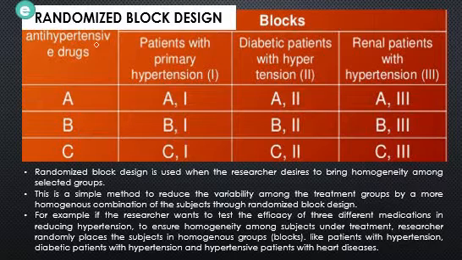In this example, the researcher wants to examine the effect of 3 different antihypertensive drugs on patients with hypertension, and to ensure the homogeneity among the subjects under treatment, the researcher randomly places the subjects in homogeneous groups, that is blocks, like patients with primary hypertension, diabetic patients with hypertension and renal patients with hypertension.